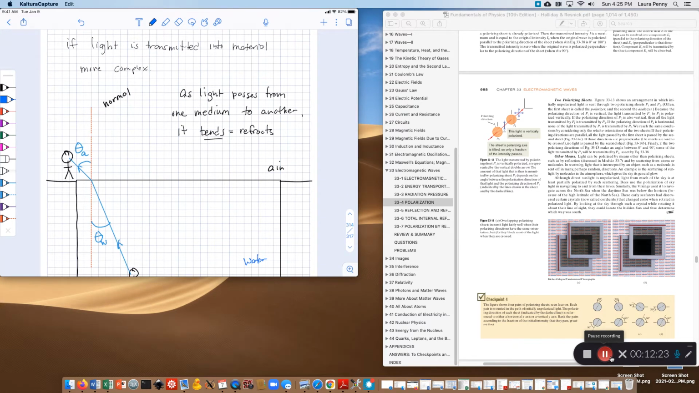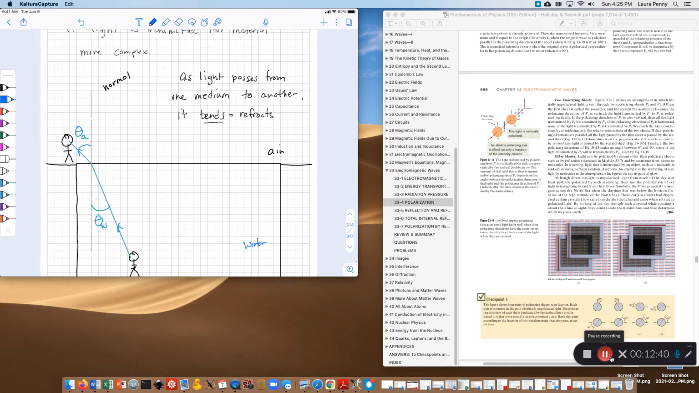If light is transmitted into a material, so not a reflection, if we actually have it transmitted, it's more complex. As light passes from one medium to another, it actually bends, and we call this refraction. So reflection is when it bounces off, and refraction is when it bends because it's moving from one material to another.